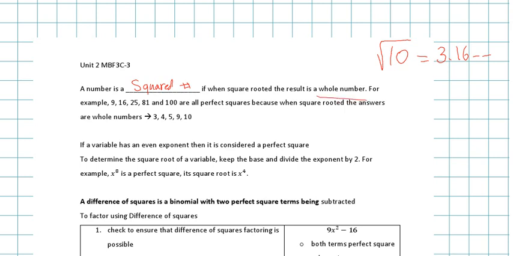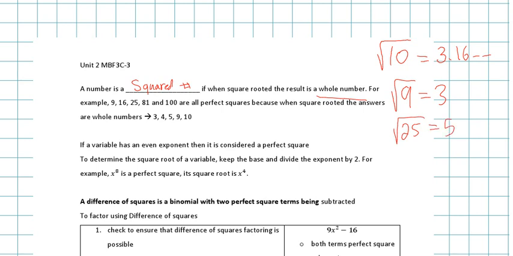The only time that a number is a square number is when I square root it and I get a whole number, okay? So let's take, for example, 9. Is 9 a square number? Yes, because if I square root 9, I get 3. Is 25 a square number? Sure. If I square root 25, I get 5, right?